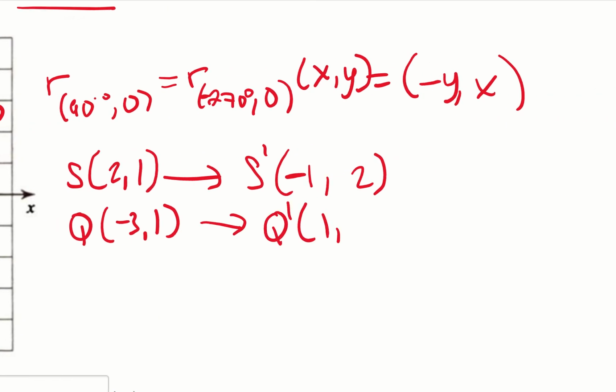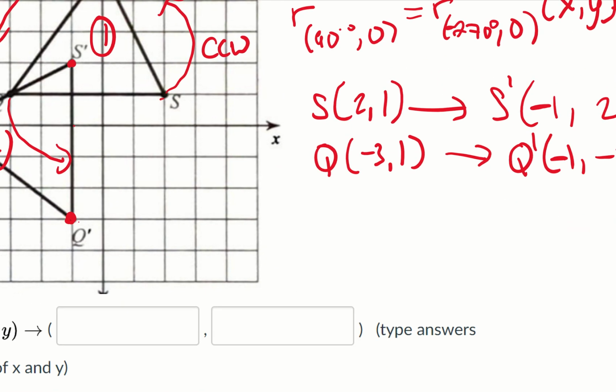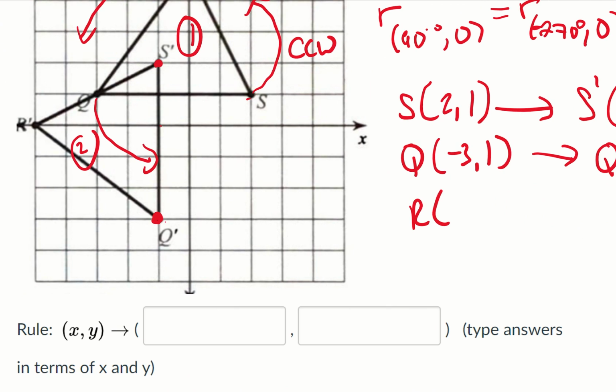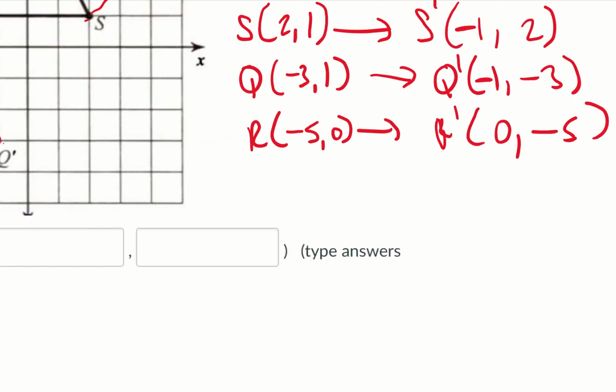Is 1, negative 3, so you switch them and then change the sign of the first one. So negative 1, negative 3, which lines up with that perfectly. And then r is negative 5, 0. Switch them. Change the sign of the first number, but that's a 0, so it doesn't really do anything. So I'm going to erase it. So 0, negative 5.